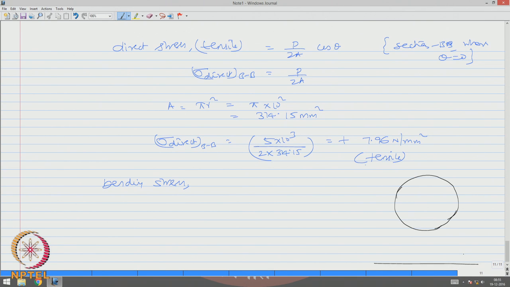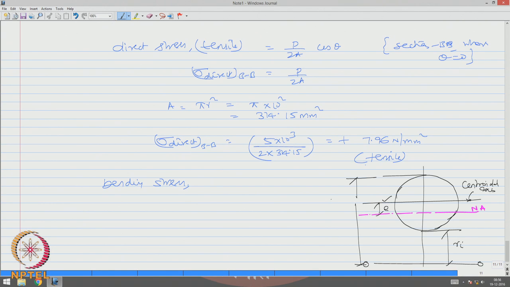Let us say this is my O plane, and we know that this is my centroidal axis, this is my neutral axis, and we do agree that there is a shift of this, which is E, which we computed, and we know that this distance is R I and this distance is R O.